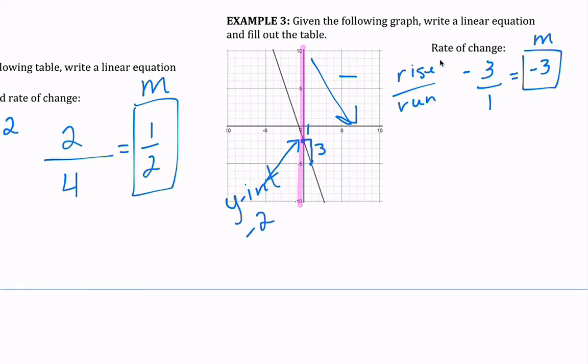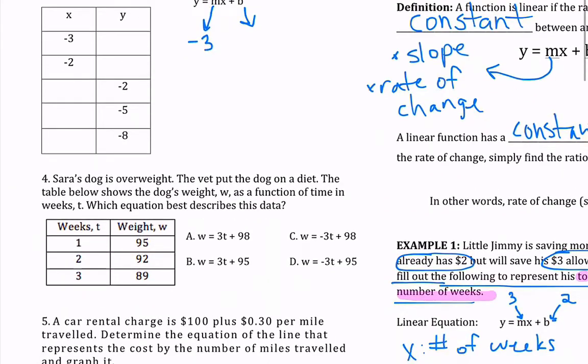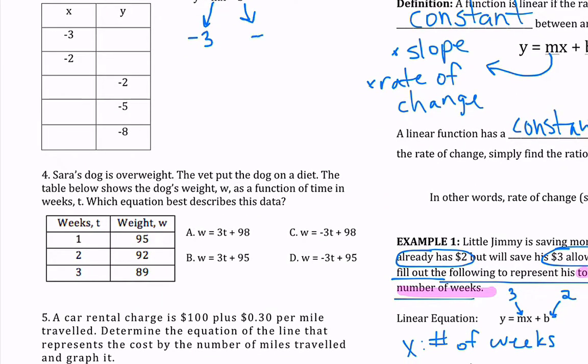Okay, so we figured out our slope. We now know our y-intercept. We have everything we need to finish that equation. So our equation is y equals negative 3x minus 2. All right, so now that we have our equation, let's go fill out our table. Okay, so let's go graph negative 3x minus 2.